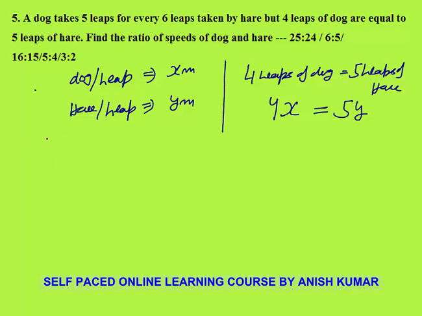Now the first statement I am solving here. First statement: the dog takes 5 leaps for every 6 leaps taken by the hare. This is very important to understand. Here the time is the same. In t time, if the dog takes 5 leaps, the hare will take 6 leaps.